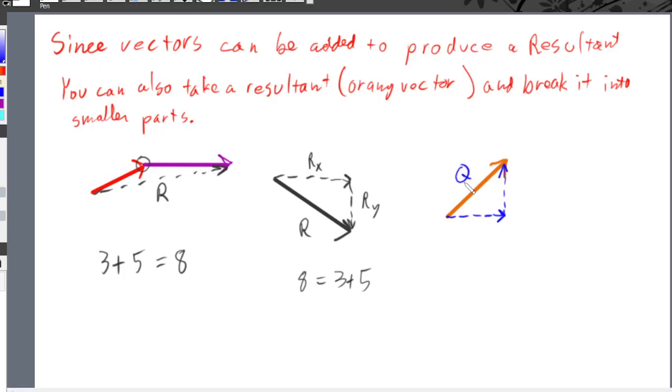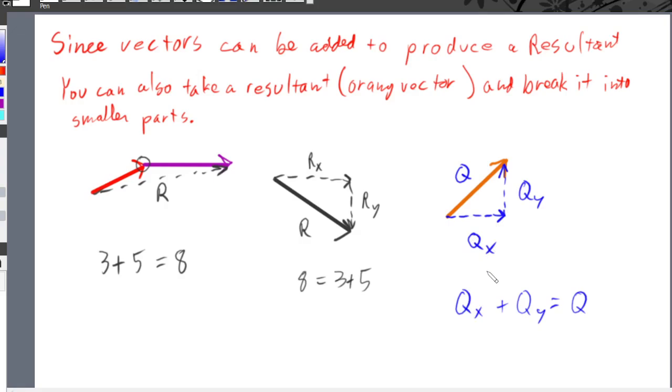And so I'm going to say it goes in the X dimension this far, and in the Y dimension that far. And so Q_x plus Q_y actually make up vector Q, which means it's true the other way also. I can take Q and break it down into x and y.